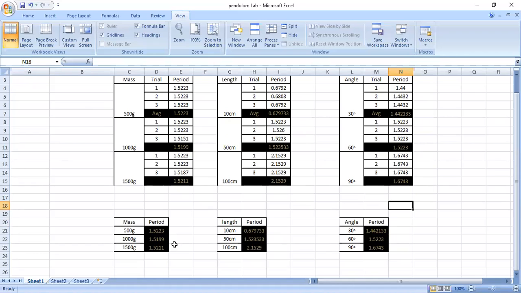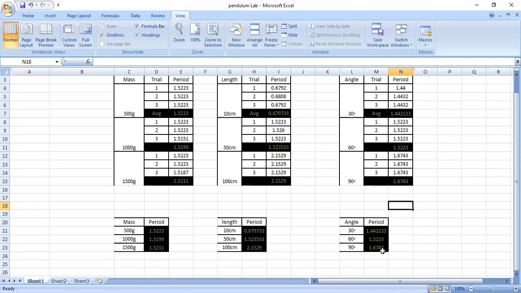Then we average it. So for each trial, we're going to get an average for each mass, for each length, and for each angle. Then we're going to put our averages down here at the bottom, and then we're going to look at our averages and see which one affected the period the most. Okay, so as we look, the masses from 500 to 1,000 to 1,500, they were all around 1.5 seconds.